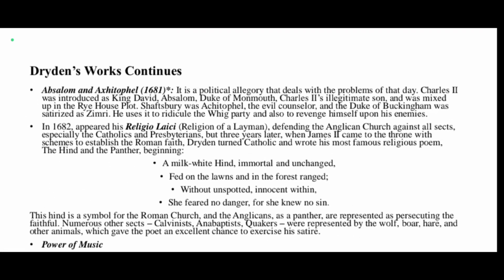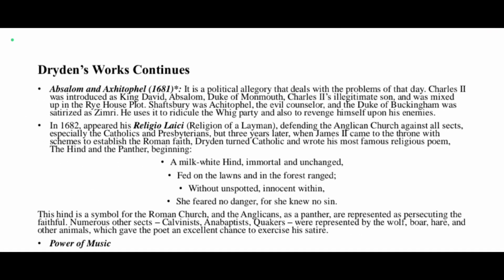Now we will discuss some of the other works written by Dryden. So he has written Absalom and Achitophel, which was published in 1681. This is also an important work. You can read the summary of this book. It is a political allegory that deals with the problems of that day.